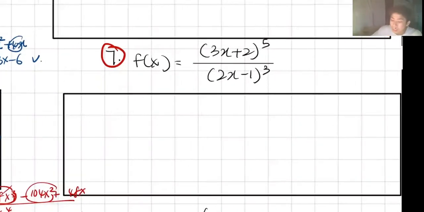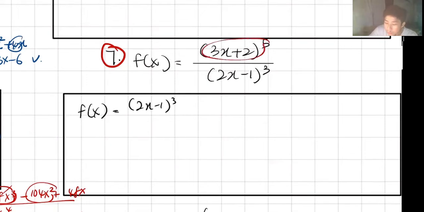All right. For number 7, it is the same thing. When you see 2 families of x together, what is the method to do it, right? When you want to differentiate it, what you want to do is you copy the bottom first. Okay, don't forget, copy the bottom first. 2x minus 1 cube, copy it. Then you differentiate the top.